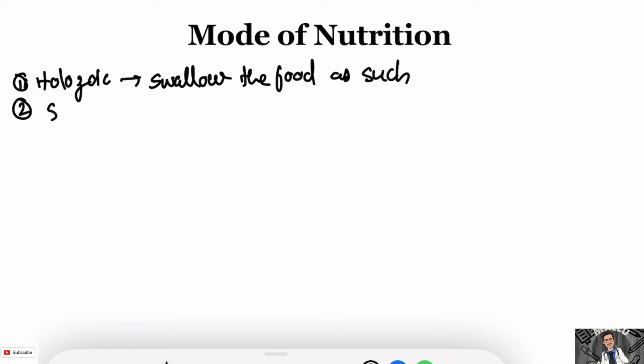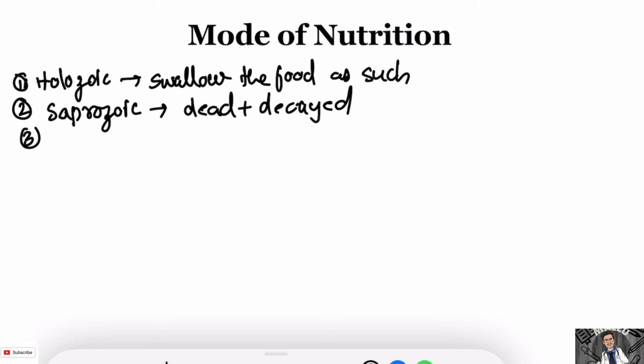Then we have something called saprozoic. So what does saprozoic mean? Saprozoic are those animals which feed on dead and decayed body. Okay. And then we have parasitic. Parasitic means it lives on some host. Alright, host means it lives on another organism and exploits them for its needs. Okay, we have two types of parasitism, ectoparasite and endoparasite.